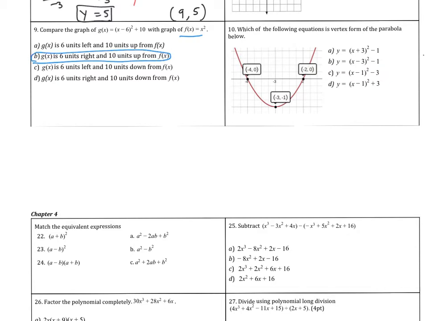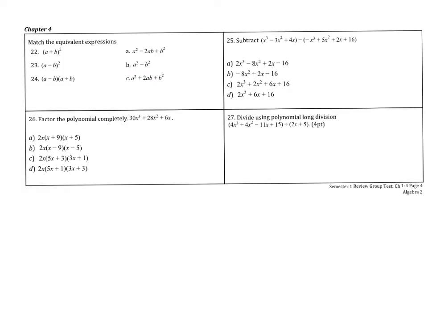For number 10, the vertex is (-3, -1). So it's going to be plus 3, minus 1, and then A is the option for the parabola where the vertex is (-3, -1). Question number 22, the answer for 22 matches with C. For 23, a minus b squared is option A. And for 24, the answer is B.